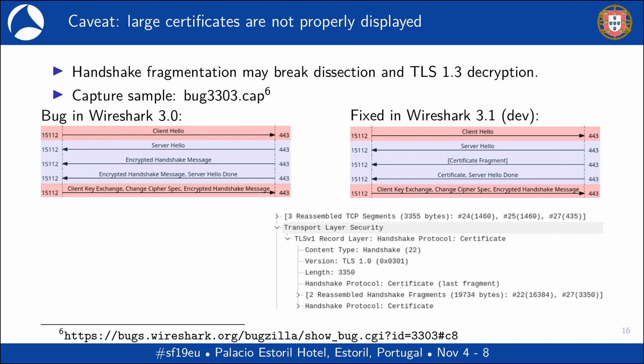In the past, Wireshark didn't handle that correctly, and you would see an encrypted handshake message even if you have the decryption secret, for example. If you run into this situation, if you're using 3.0 or before, just beware of this problem. It will be fixed with the next version, where certificates are properly reassembled. And that will also fix TLS 1.3 decryption, for example, if you have large certificates.